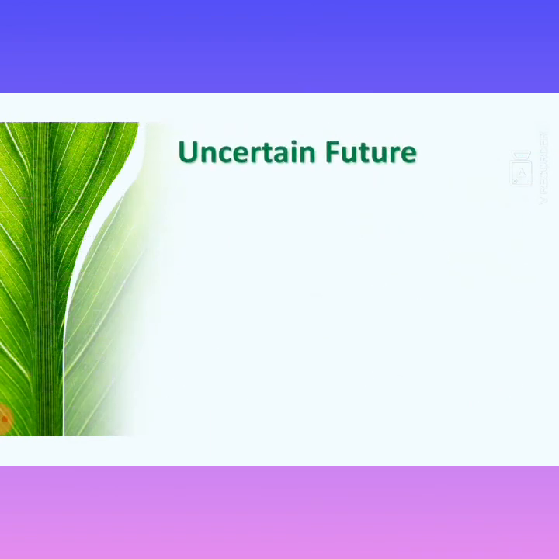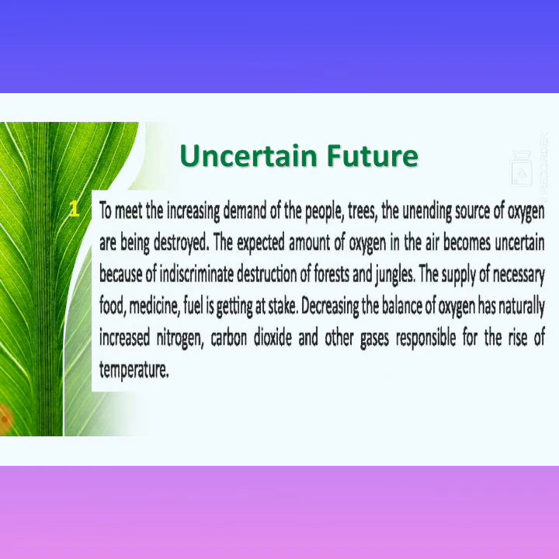Okay, dear students, now we will discuss the uncertain future. Actually, environmental problems and their effects indicate to us that we are going toward an uncertain future. Number 1, to meet the increasing demand of the people, trees, the unending source of oxygen, are being destroyed. We are cutting down trees every day. For this reason, we will face a lack of oxygen because trees give us oxygen.